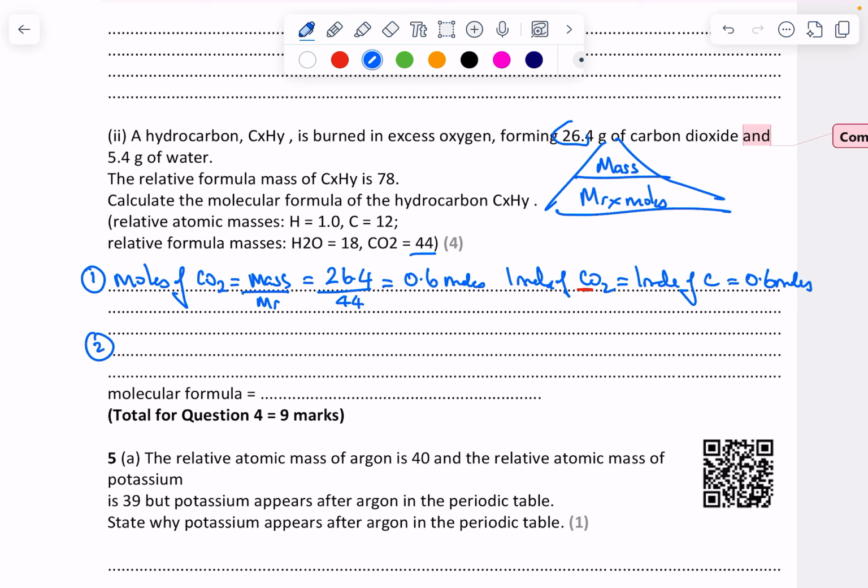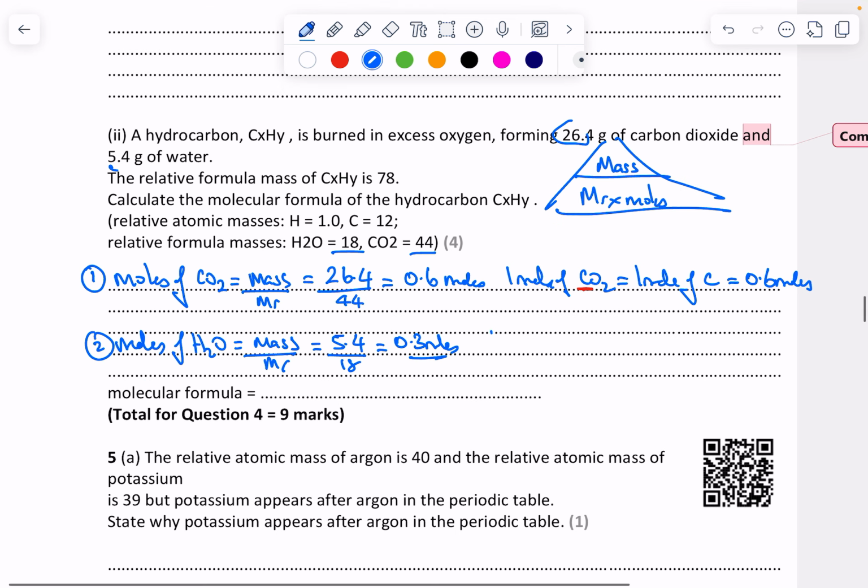Number 2 is, let's work out the moles of water. So the moles of water is the mass divided by the MR. So the mass in this case is 5.4. So we've got 5.4 divided by 18. So 5.4 divided by 18 is 0.3 moles.